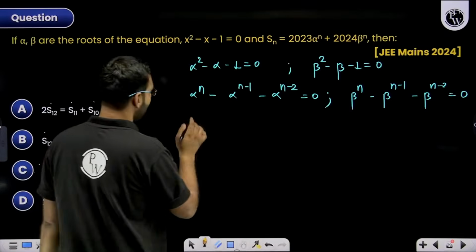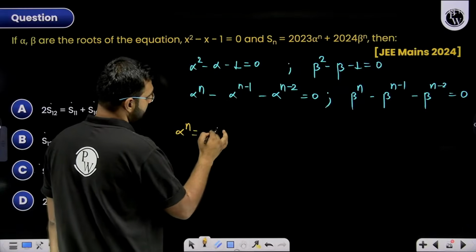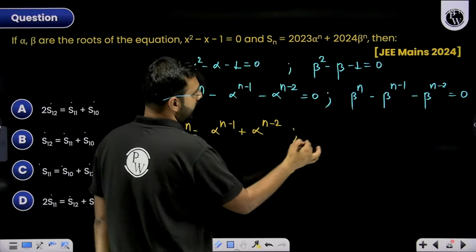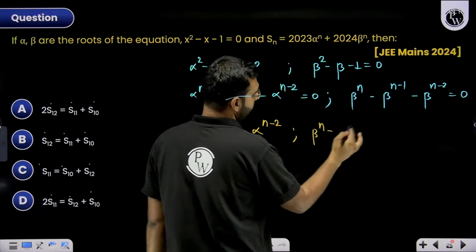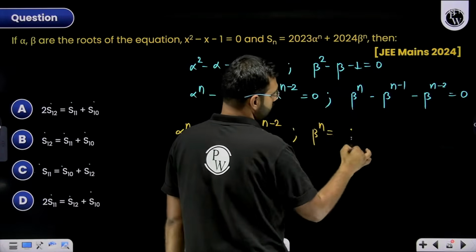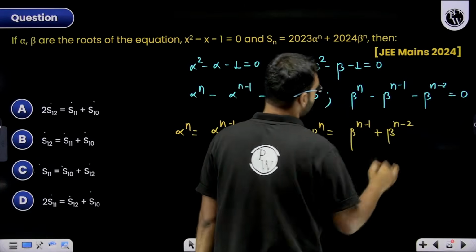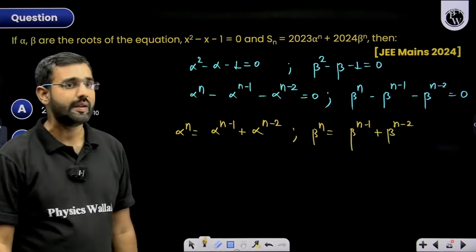So here I'll have alpha to the power n as alpha to the power n minus 1 plus alpha to the power n minus 2. Similarly here, beta to the power n will be this shifted there, which is beta to the power n minus 1 plus beta to the power n minus 2. Comfortable with this? Sir, we don't need this.